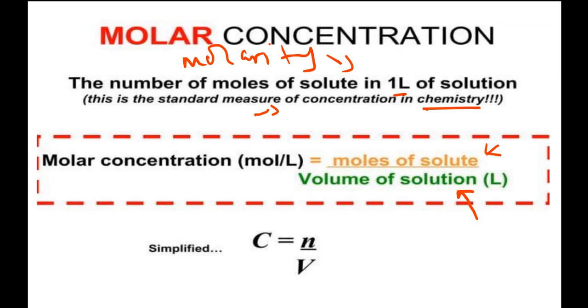So in symbols, the formula looks like this. Here, I shouldn't put C because this is the molar concentration. So it should be M, capital letter M.